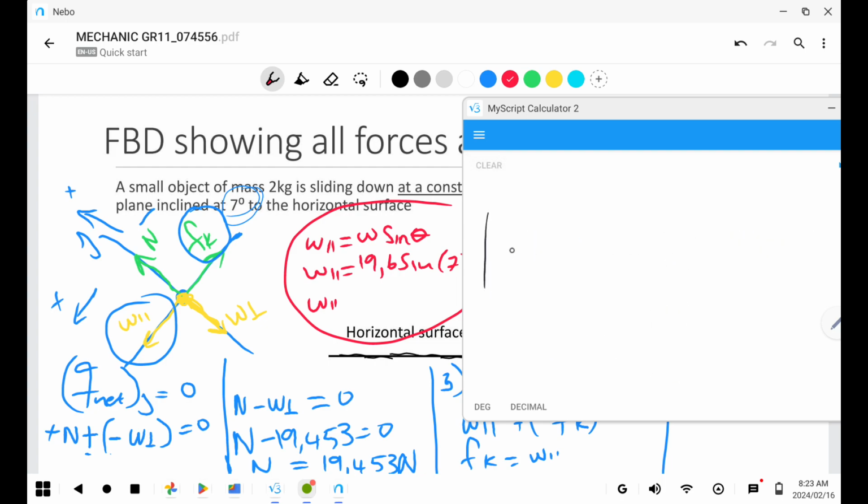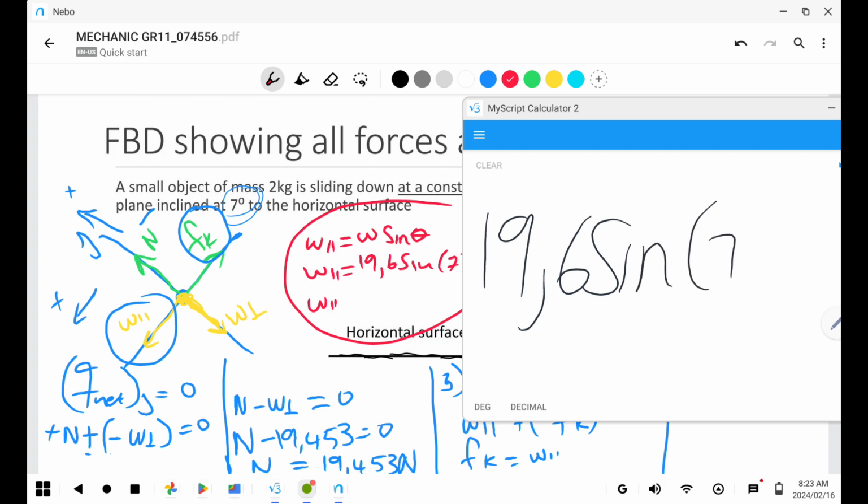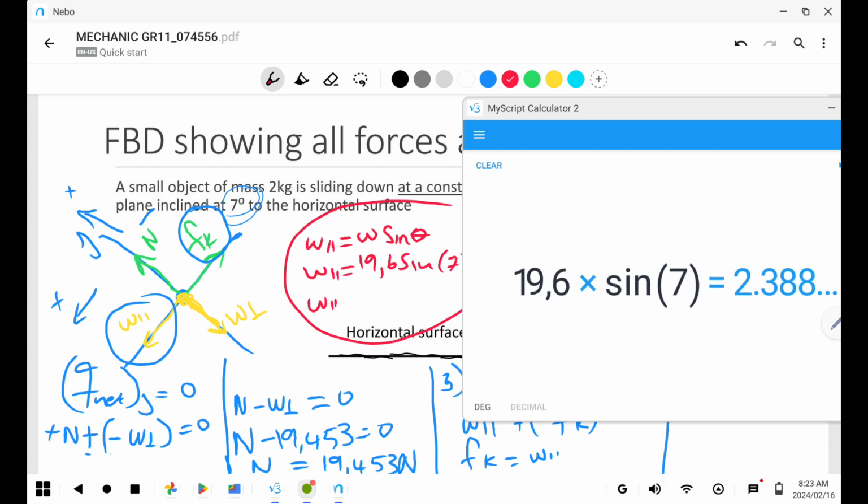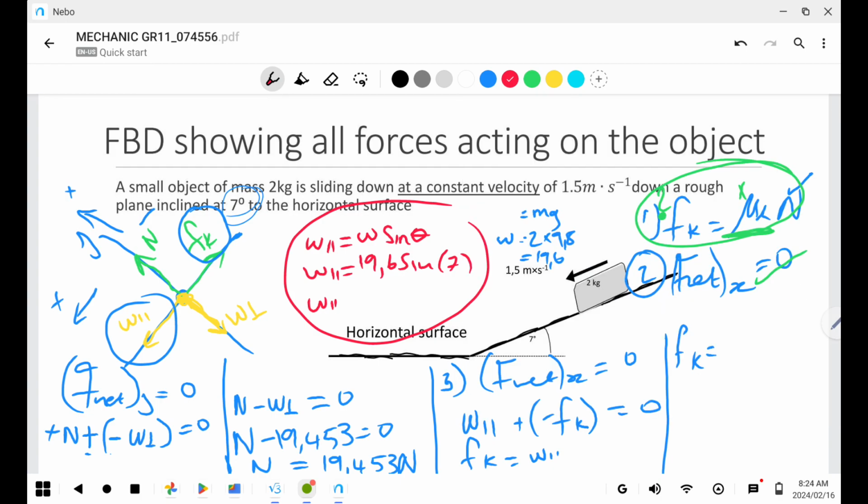I'll just try again. 19,6 sine of 7. 2,388. So this will be 2,388. So I can sub in there. Make sure you include all those calculations as part of the solution. Okay. So that will be our answer. Just took that and substituted there.